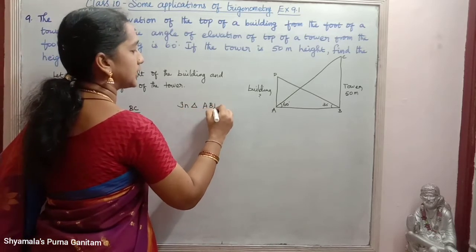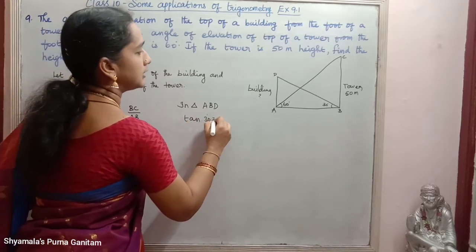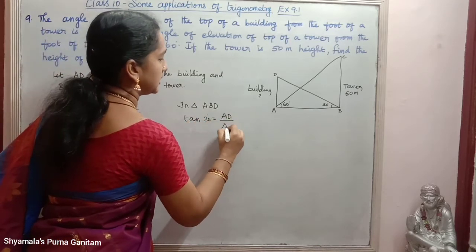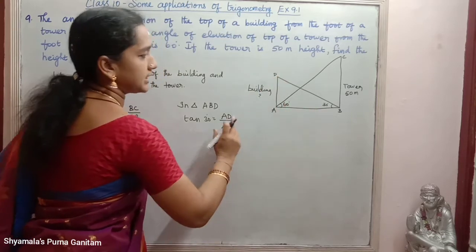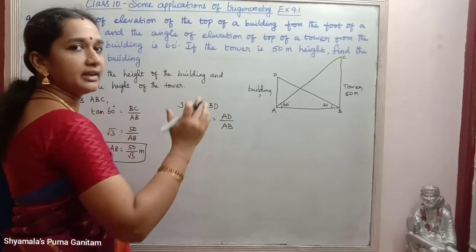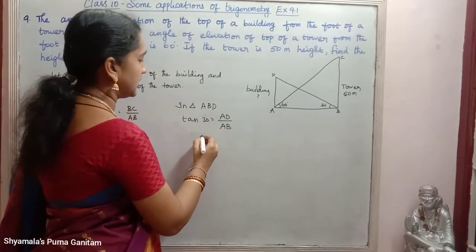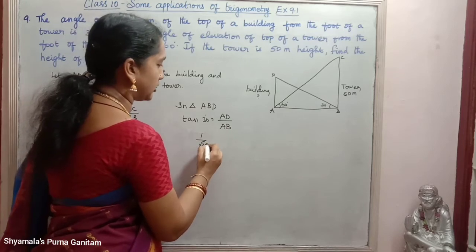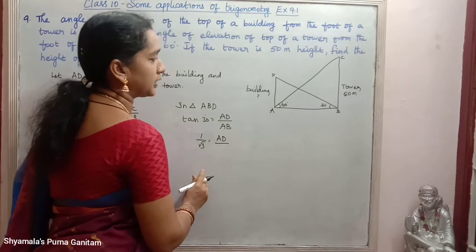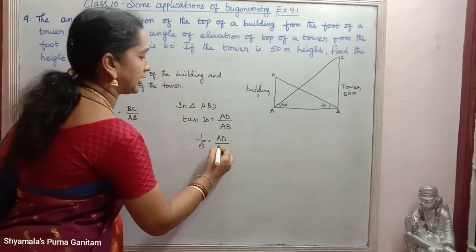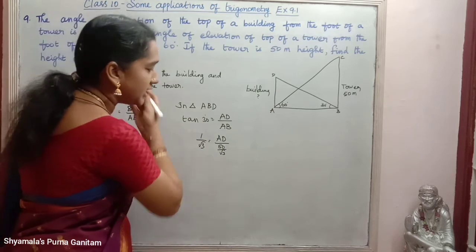Now we take triangle ABD. In triangle ABD, tan 30 is equal to AD by AB. AD is the height of the building and AB is the distance between the building and the tower. We know that tan 30 is 1 by root 3, equal to AD, which we are asked to find, that is the height of the building, by AB. We got the value of AB as 50 by root 3. Okay, so this one we need to simplify.